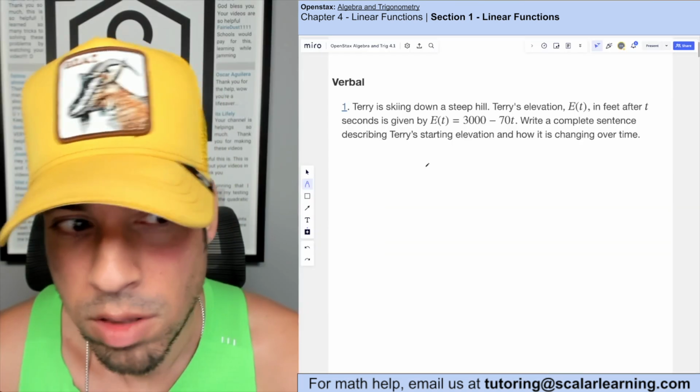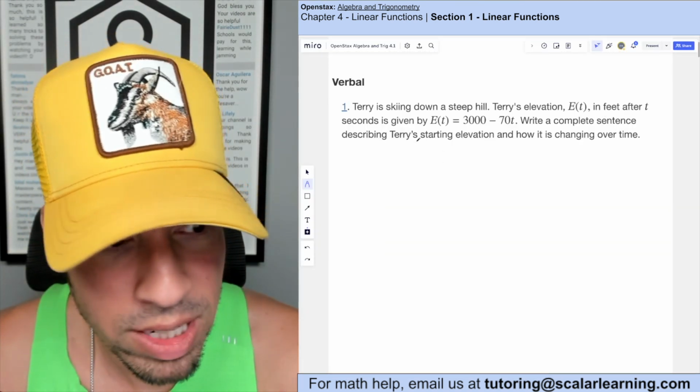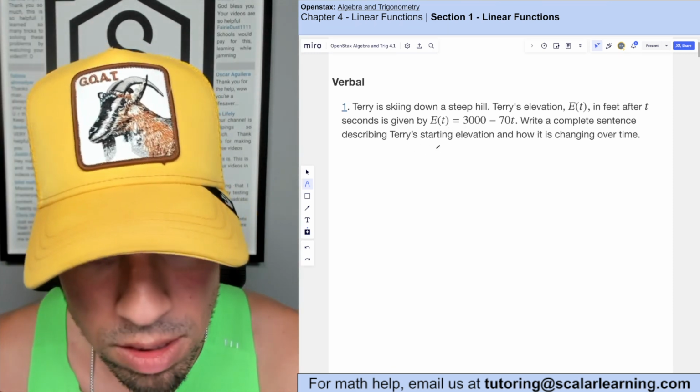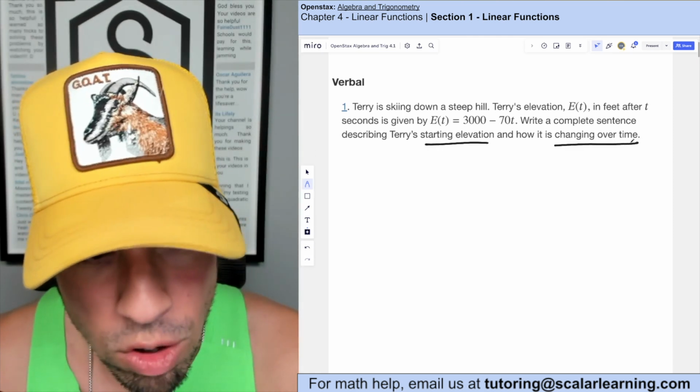Let's do it. Terry is skiing down a steep hill. Terry's elevation, E of t, in feet after t seconds is given by E of t equals 3,000 minus 70t. Write a complete sentence describing Terry's starting elevation and how it is changing over time.